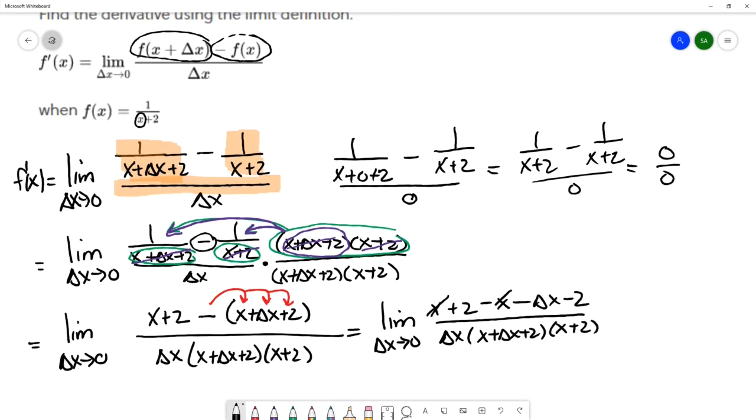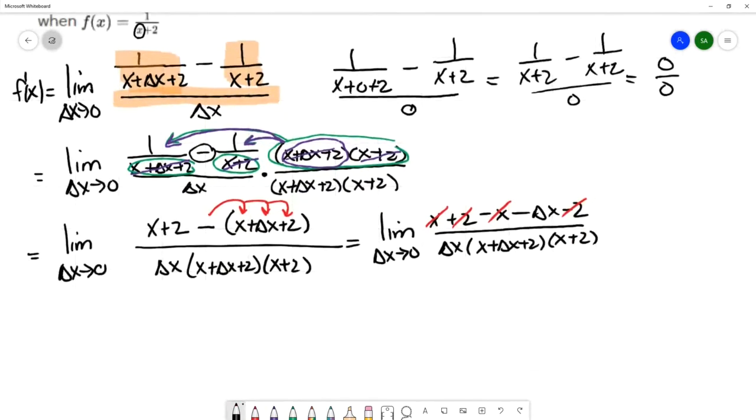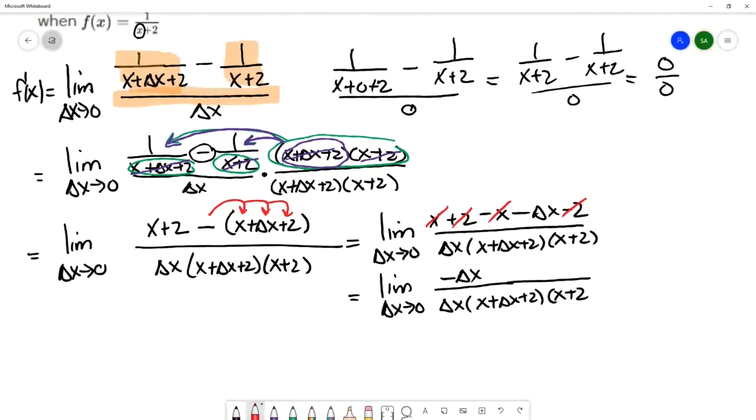The x's cancel, the 2's cancel, and I'm left with a negative delta x in the numerator. And in the denominator, I have delta x times x plus delta x plus 2 times x plus 2. And I do have a common factor of delta x that cancels, which leaves me with the limit as delta x approaches 0 of negative 1 over x plus delta x plus 2 times x plus 2.